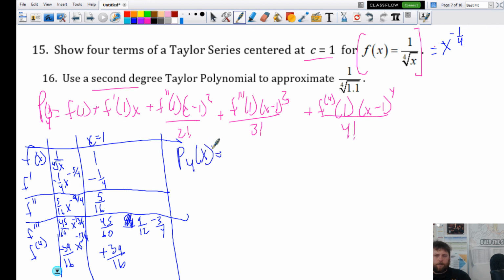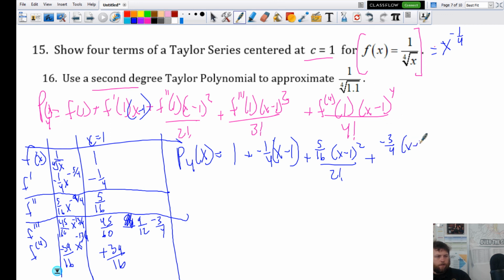Polynomial fourth of x. F of 1 will be 1, and then plus f prime of 1, negative 1/4 times x minus 1. Correction here. And then this will be plus 5/16 x minus 1 squared over 2 factorial plus negative 3/4 x minus 1 cubed over 3 factorial plus 39/16 x minus 1 to the 4th over 4 factorial.